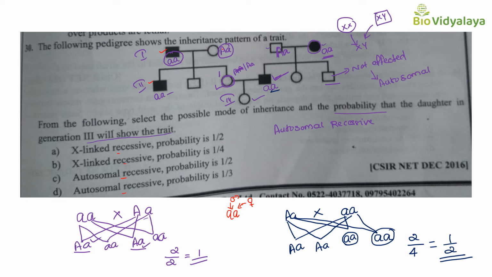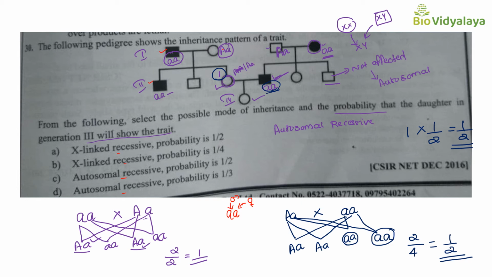Here we have to consider the probability of this mother also. So probability of this mother is 1. We already know the genotype of this father, that's why there is no need to consider this one. Here we find the genotype of this mother by probability, that's why we have to consider the probability of the mother. Here 1 is the probability of the mother, so 1 into 1 by 2, that is equal to 1 by 2. This is the probability that this daughter is affected.